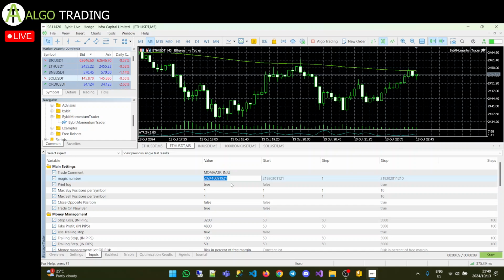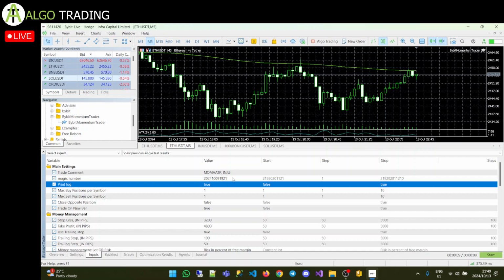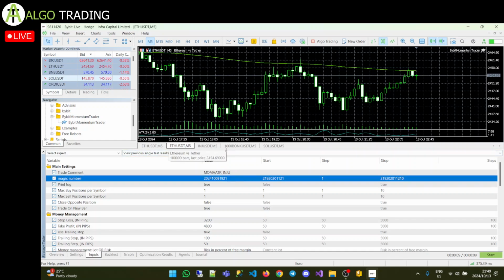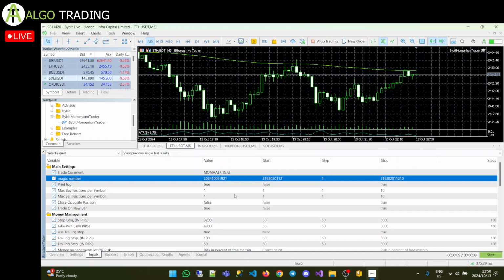This is your magic number. Just remember, a magic number needs to be unique for every EA. I've got 5 EAs running here, and each of them will have its own unique magic number, so it knows which EA to implement the stop loss for, or which EA to trade on. If you make 2 with the same magic number, you're going to have conflicts.